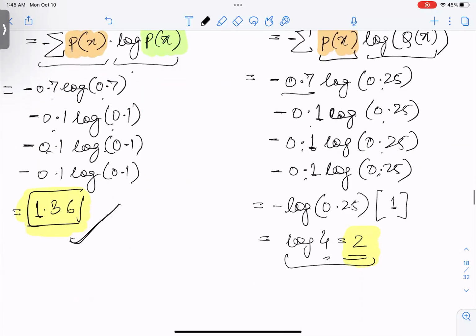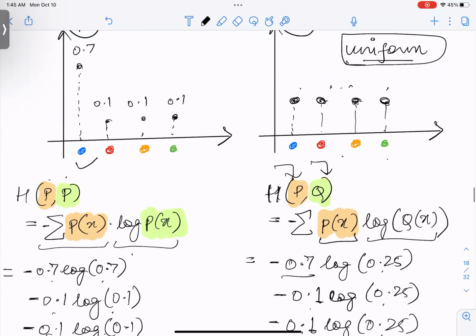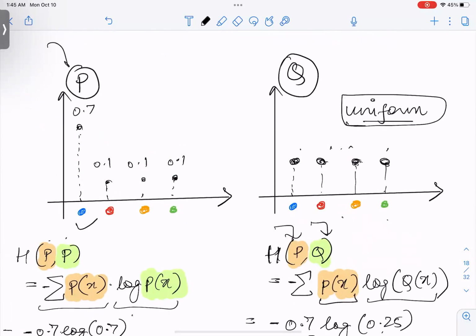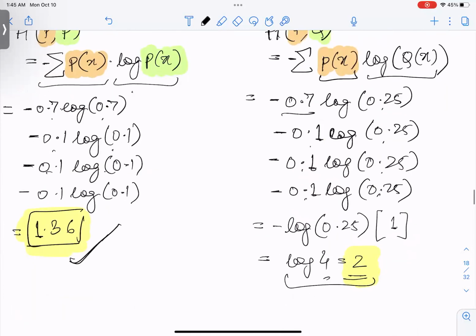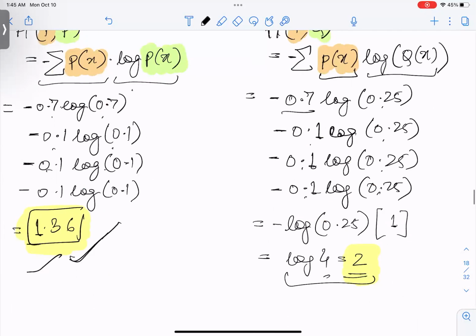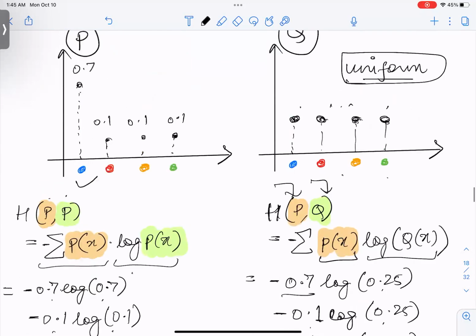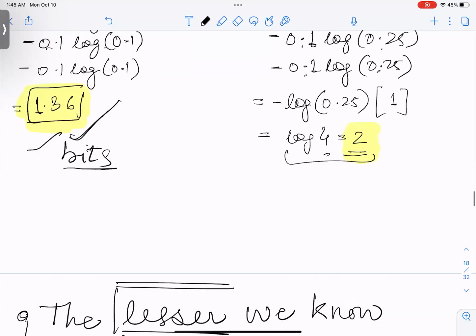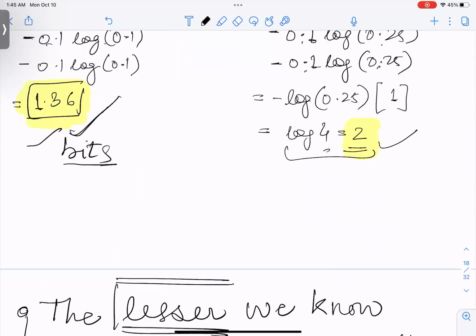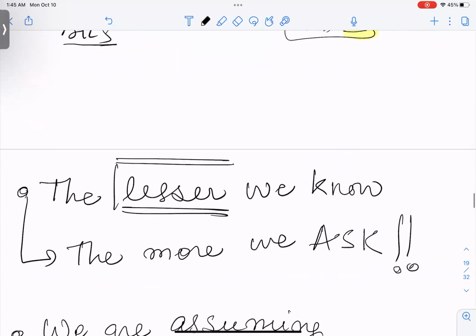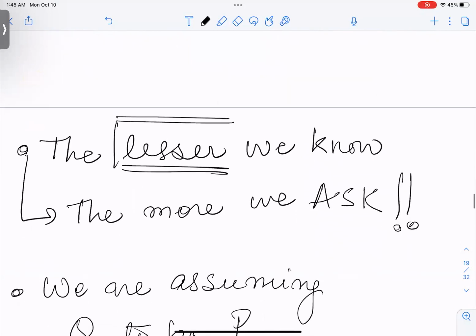So both are optimal, but in their own sense. If we used P as our cheat sheet, then the average number of questions, the average number of bits to encode this information, is just 1.36. The average number of bits to encode information if we use Q is 2. This is the same thing that we can apply to our lives also: the lesser we know, the more we ask.